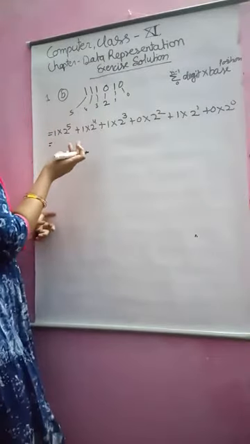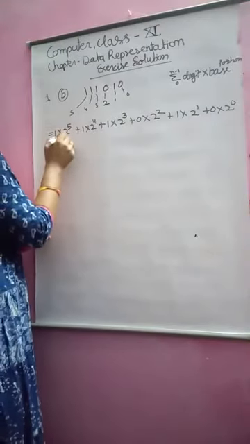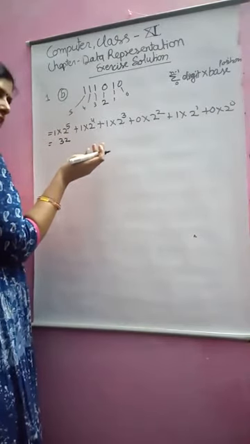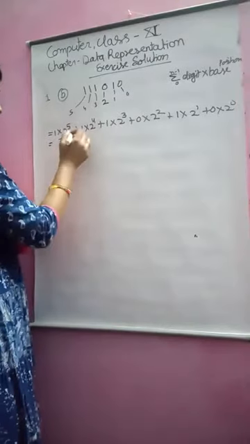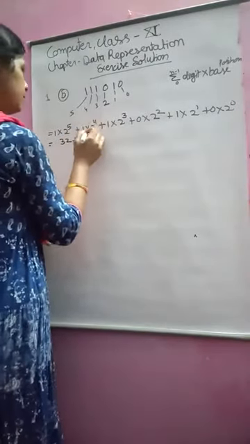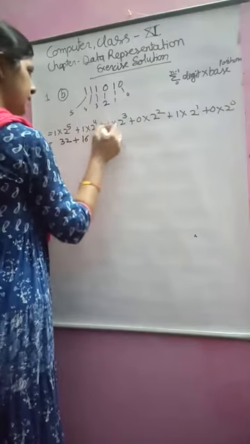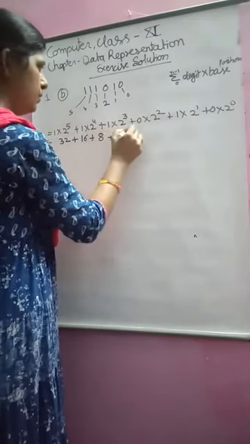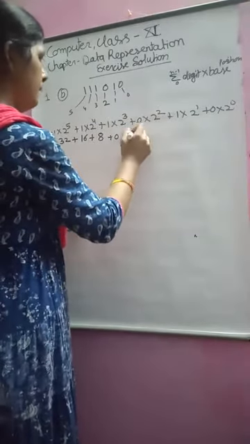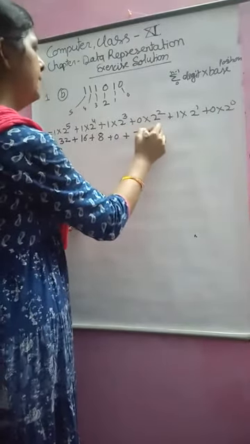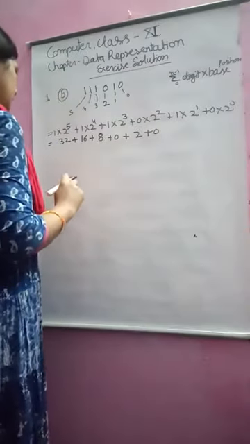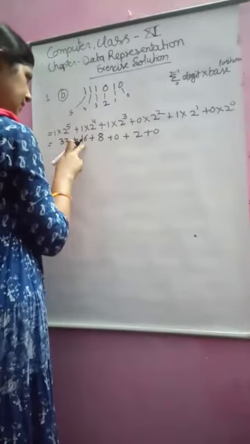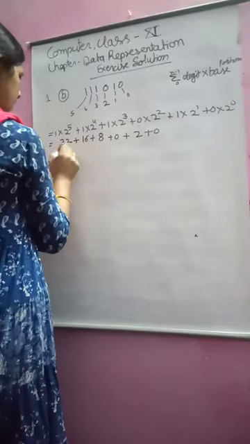Now calculate. 2 to the power 5 is 32, plus 2 to the power 4 is 16, plus 2 to the power 3, that is 8, plus 0, plus 2, plus 0. Now sum up. 32 plus 8, 40. 40 plus 16, 56, and this is 58.